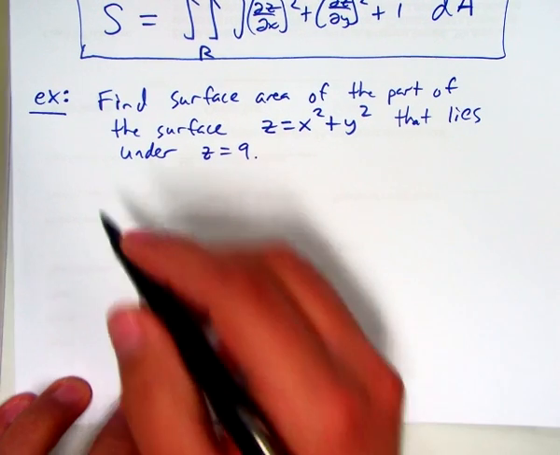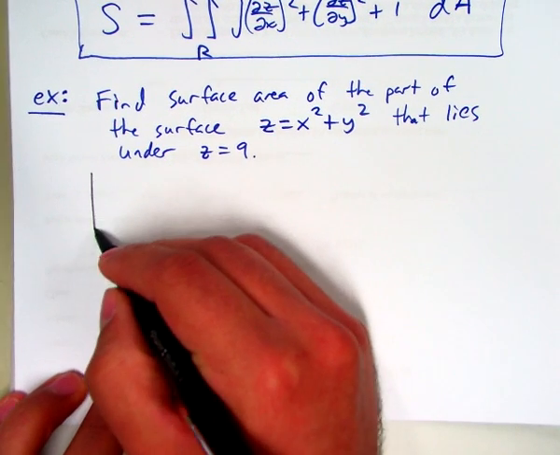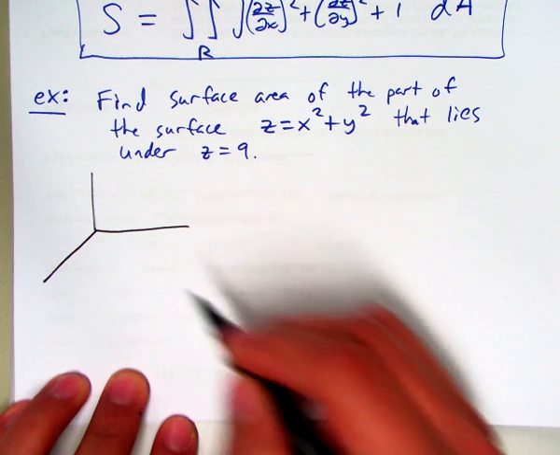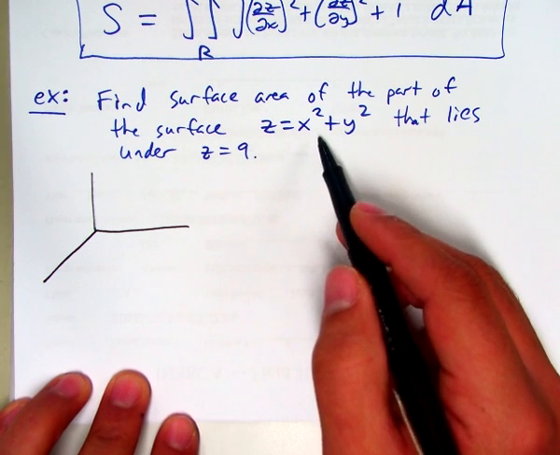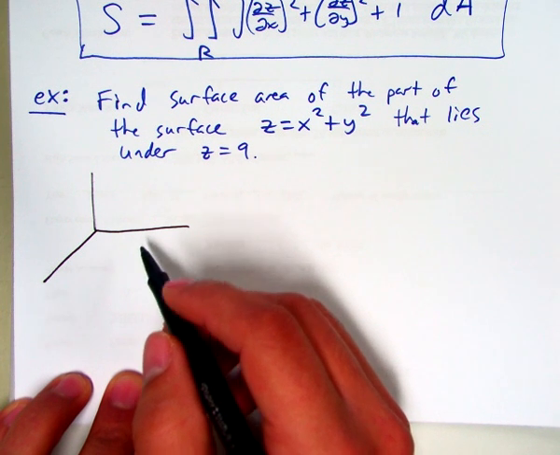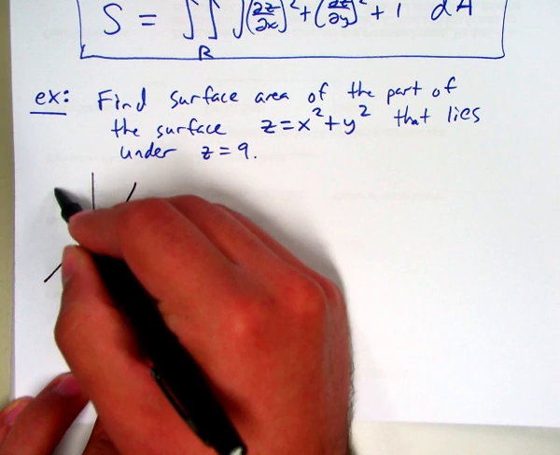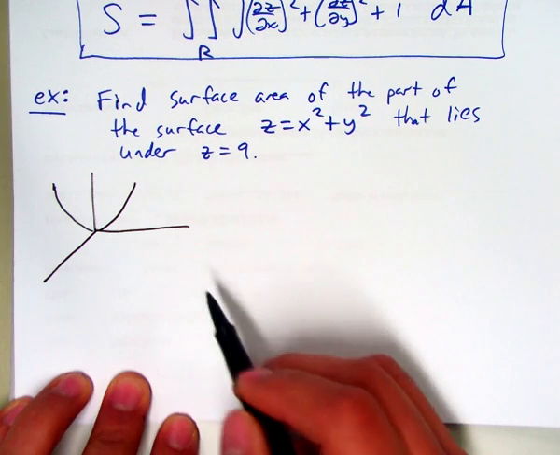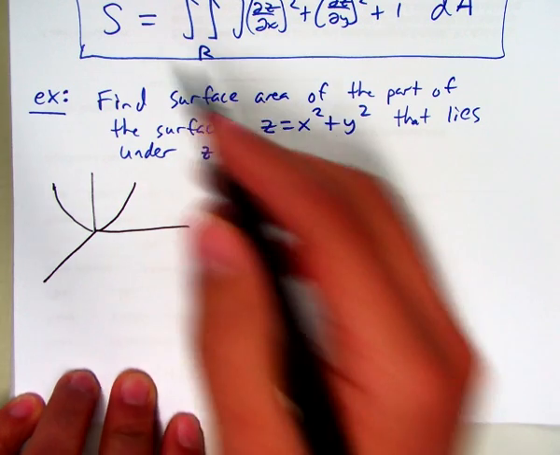Again, I like to sketch, if I can, what's going on. What shape is x squared plus y squared? A cylinder. It's a paraboloid. Now, their cross sections are circles. Maybe that's what you were thinking of.